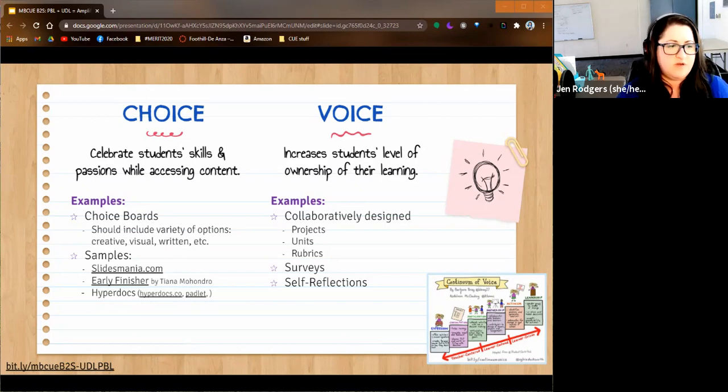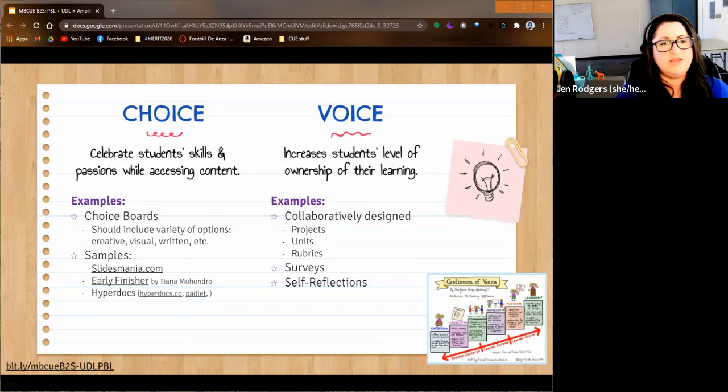There are a lot of templates on slidesmania.com for choice boards, and there are a few more links here for examples. The nice thing about choice boards is, if you use it like a HyperDoc, it's one document. They have choices for how they can complete the learning objectives.